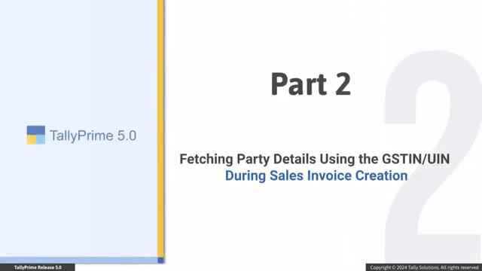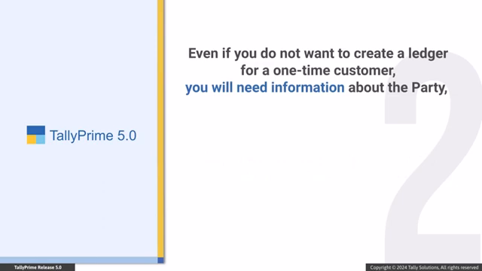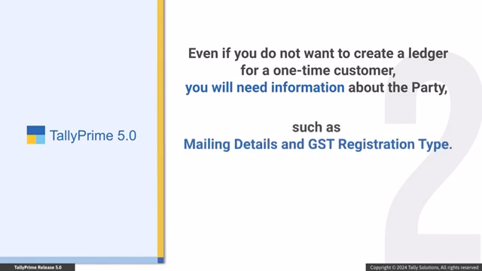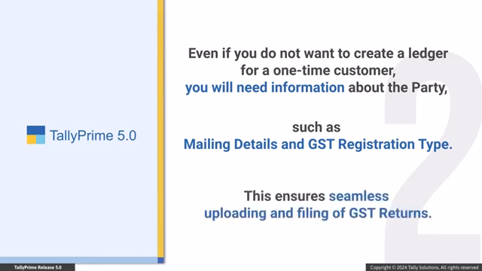Now, let's see how to use this facility in a sales invoice. Consider that you are selling a set of stock items or a service to a walk-in customer, and the customer is going to pay the amount in cash as they are a one-time customer. So, you might not want to create a ledger for them. However, for uploading and filing GST returns, you need all the information about the party, such as their mailing details, GST registration type, and others.